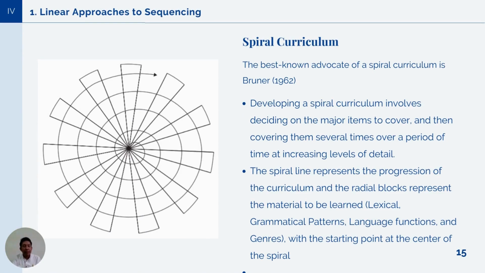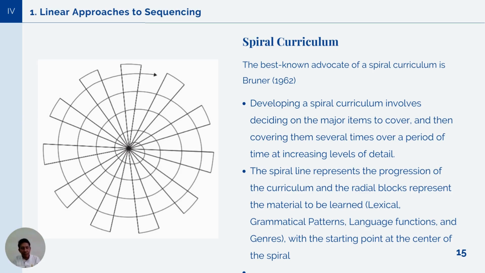The first type of linear approaches to sequencing is a spiral curriculum. The best known advocate of spiral curriculum is Bruner in 1962. Developing a spiral curriculum involves deciding on the major items to cover. So first we have to decide the major items to cover in the curriculum, and then covering them several times over a period of time at increasing levels of detail.